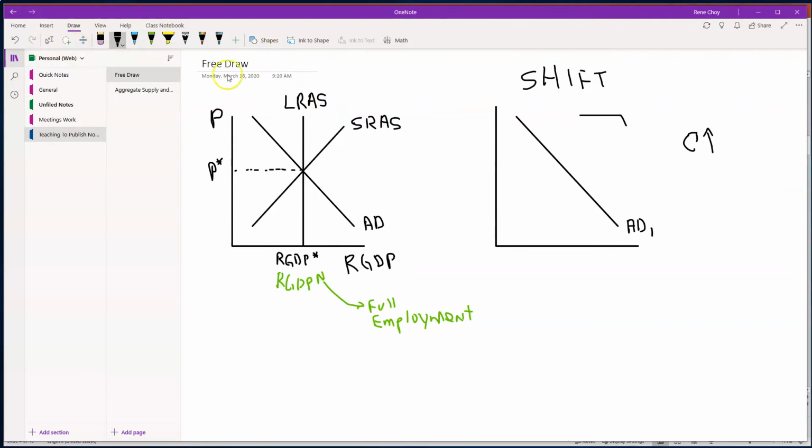There we go. So a shift is a movement of the entire line. And if you have an increase in the level of consumption activity, then the aggregate demand will shift to the right. The opposite of this is also true. If you have a decline in consumption activity, then you'll see a decrease or a shift to the left in the aggregate demand line.